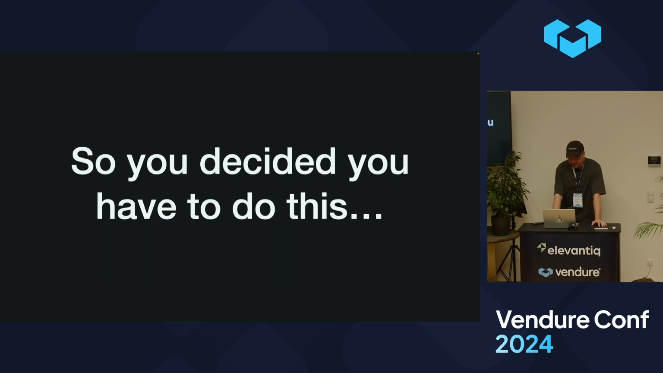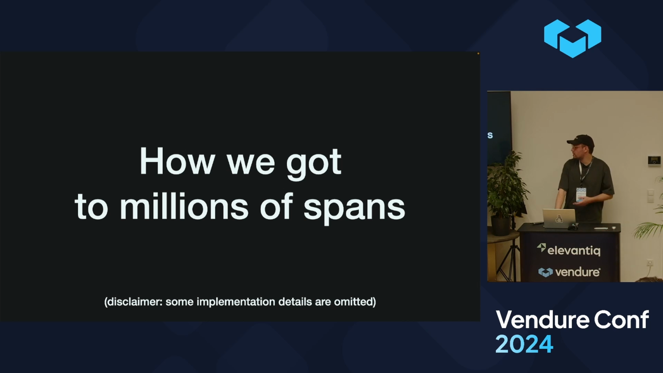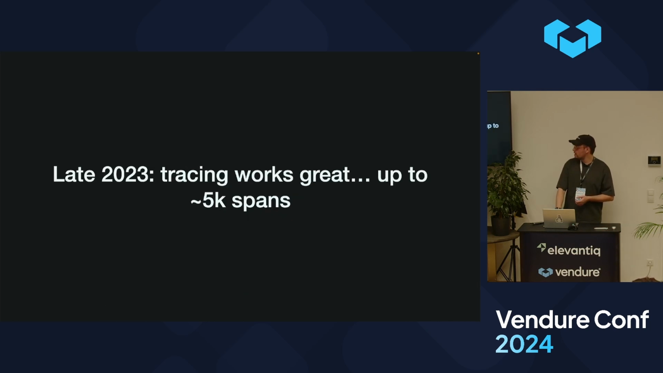But let's say you have decided to do something like this, right? So here's how we did it. It starts about a year ago now. Our tracing app works great up until about 5,000 spans, but we didn't know that because why would anybody ever make a trace with more than 5,000 spans?